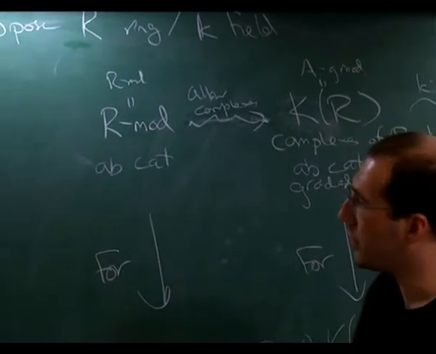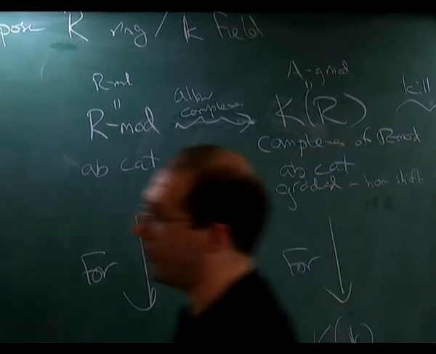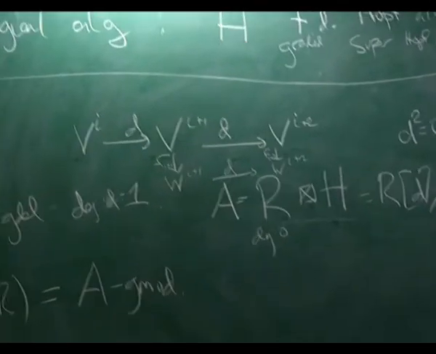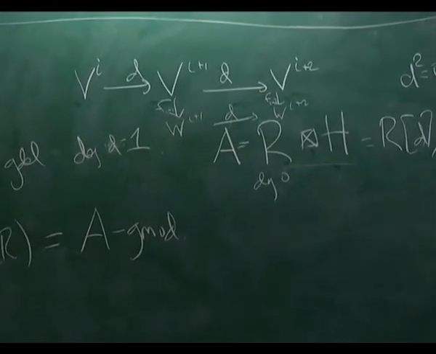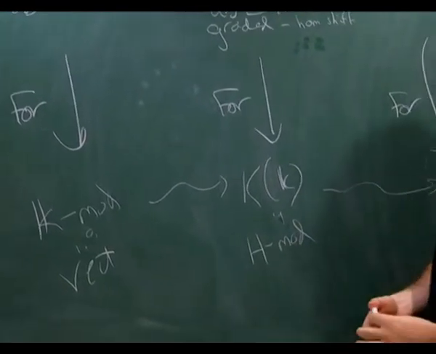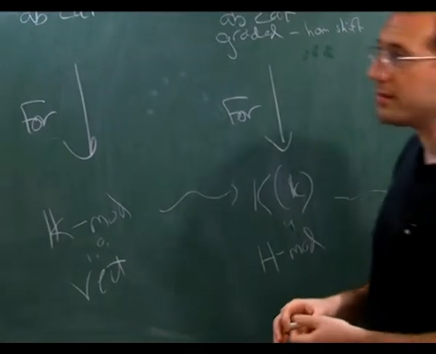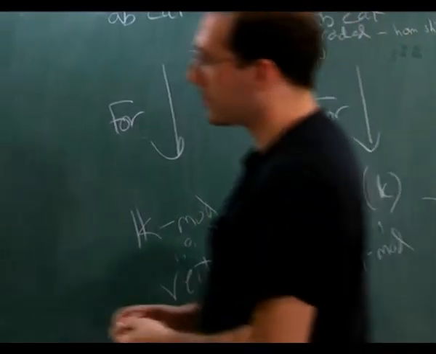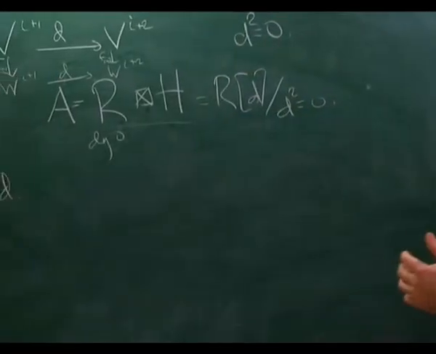All right? So far, so good. Whenever you have something like R tensor H, there's clearly a forgetful functor from A modules to H modules. Okay? So this down here is H modules. Complexes of vector spaces. Okay? This is when R is trivial. Great.